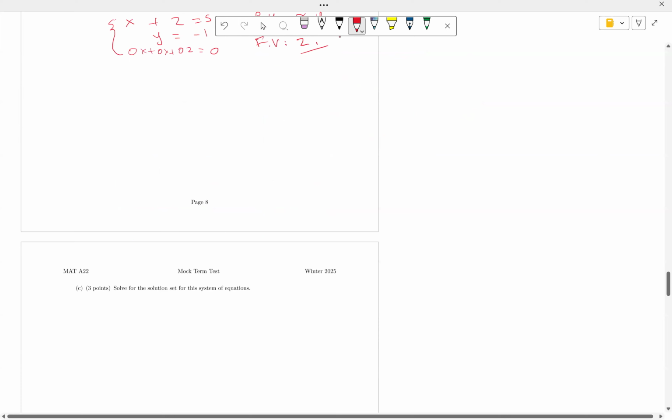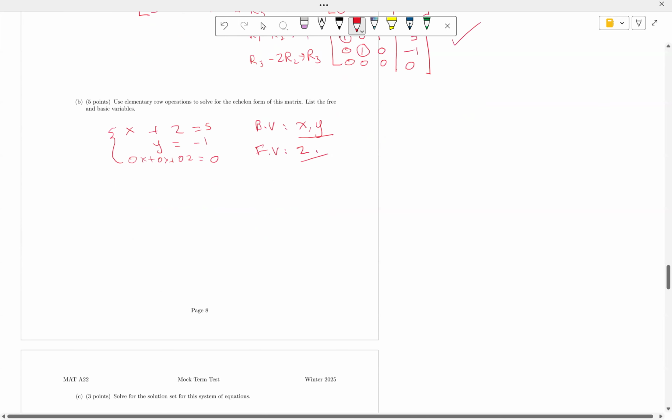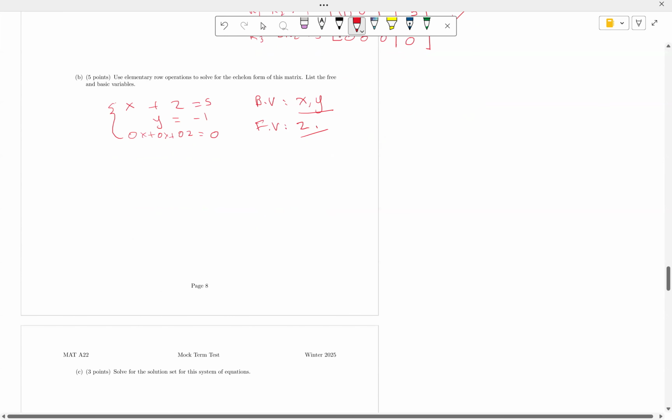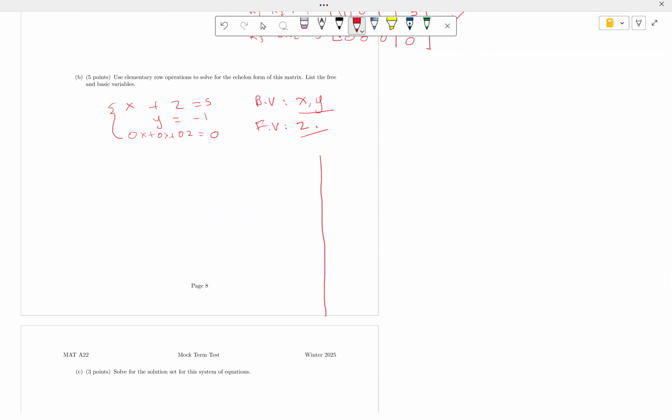Okay. Now we need to solve for the set of solutions. Now, here, when we're in the echelon form for our system of equations, there were two methods we talked about. Okay. The first method is similar to solving homogeneous.